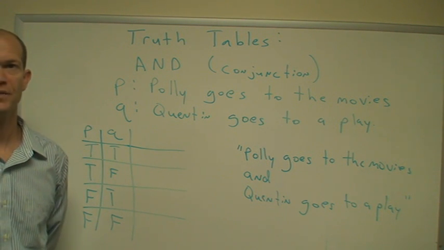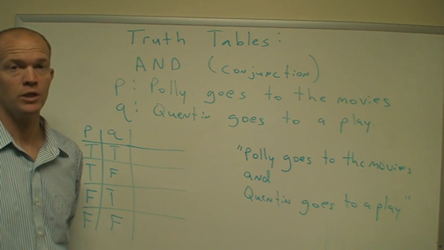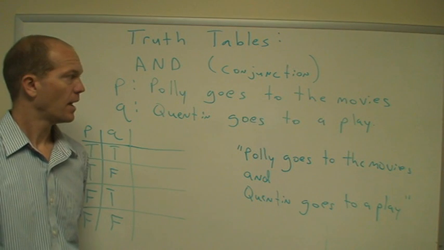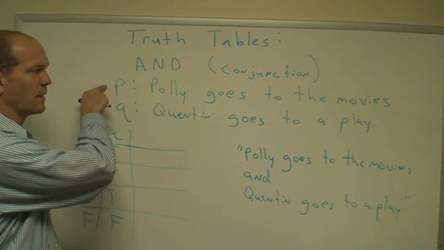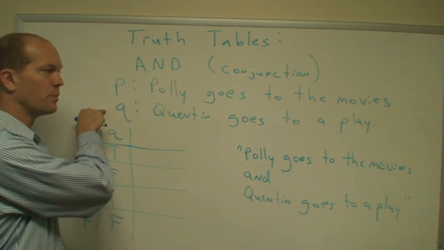Hi y'all! In this video I'll discuss the truth tables and show the relationships used for and, the conjunction, along with or, the disjunction. As we consider and, I'll start with an example where P is the statement Polly goes to the movies, and Q is the statement Quentin goes to a play.